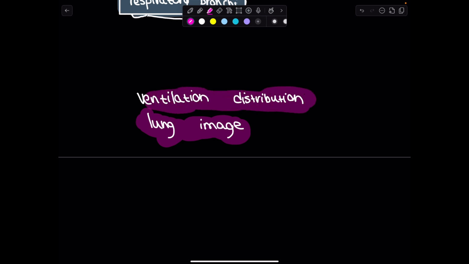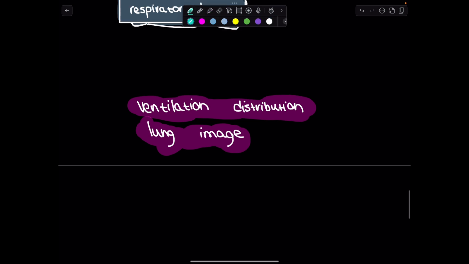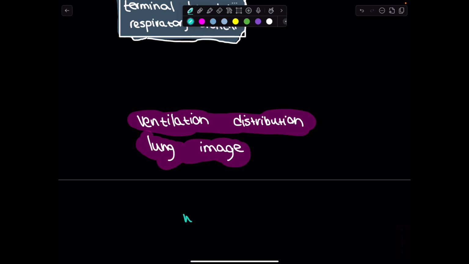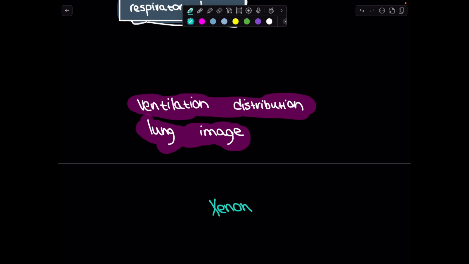Another option is high-resolution CT with inhaled contrast, like xenon-enhanced CT, which maps ventilation dynamically. MRI with hyperpolarized gases, helium-3 or xenon 129, is newer, offering detailed 3D ventilation maps without radiation. Wait, so we use a radioactive gas like xenon or krypton or radioactive aerosol to do what?